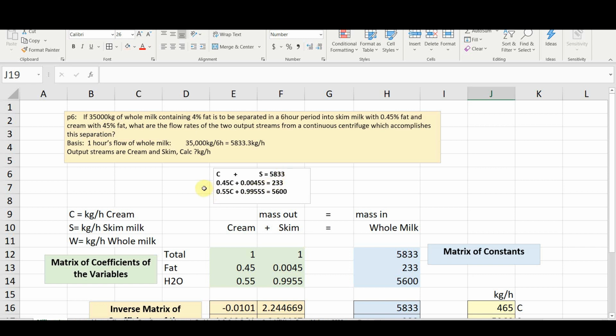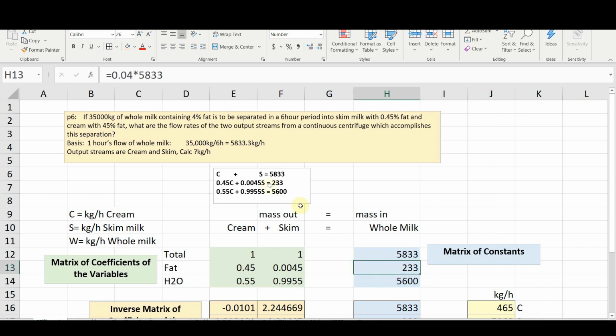So for example, for the fat, we don't know how much fat is flowing in the cream, but we do know that whatever the flow rate of cream is, the fat is 45% of it. So I can say 0.45 times the flow rate of cream. Similarly, we don't know how much fat is in the skim milk, but it represents 0.0045 times the flow rate of skim milk. That's 0.45%. So write your percents as decimals. And that total amount of fat that's in the cream and the skim must equal the total amount of fat in the whole milk. We're told that's 4% of the whole milk by mass.